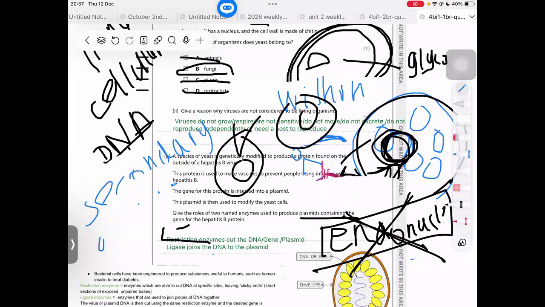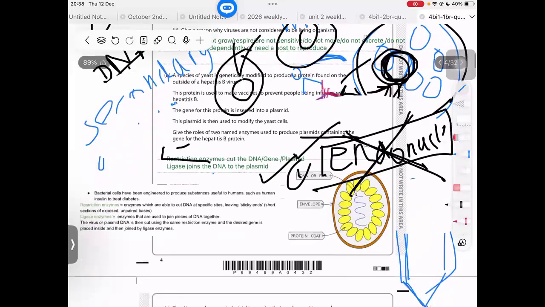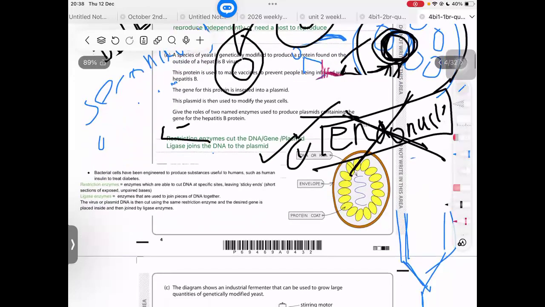It's better to write restriction enzymes or restriction endonucleases to cut the DNA, or to cut the gene, or to cut the plasmid, or to remove the gene. 1 point for that. And ligase joins, pastes, attaches the DNA to the plasmid. 1 point for that. So already 2 points for that particular question.